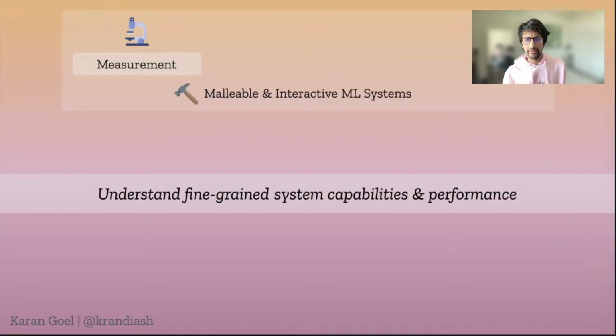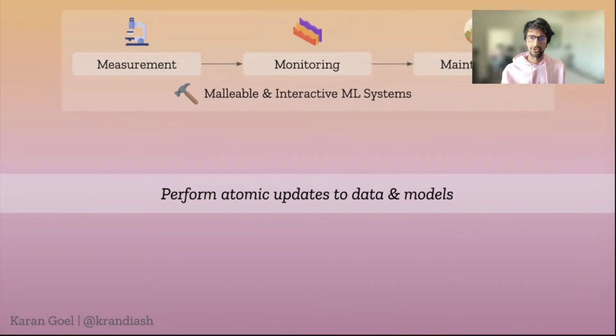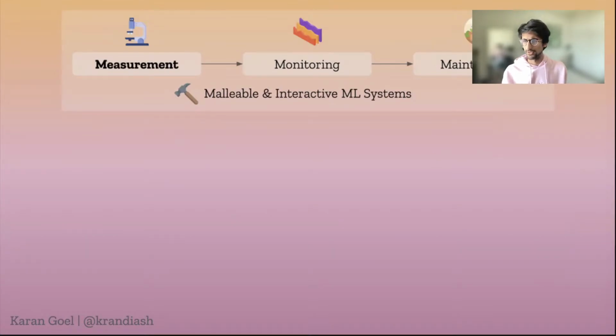So in this talk, I'm going to talk about these three things, which are understanding fine-grained system capabilities and performance with measurement, tracking distribution shift and its effects over time with monitoring, and then performing some sort of atomic updates to data and models with maintenance. And all three directions are obviously pretty nascent, and there's a lot of work to be done. So, fair warning, this is all recent work that I'll be presenting, and there's more to do here. So let's talk about measurement first.